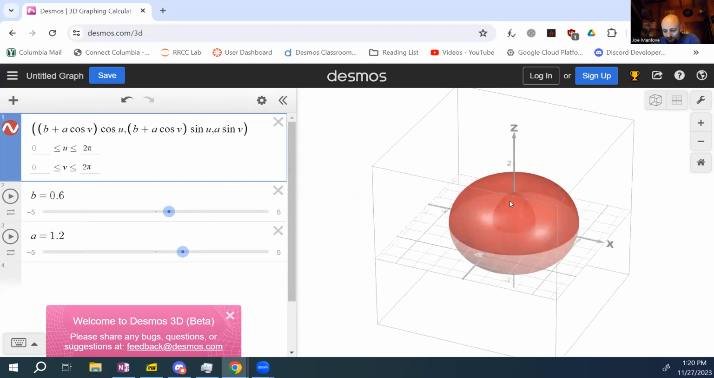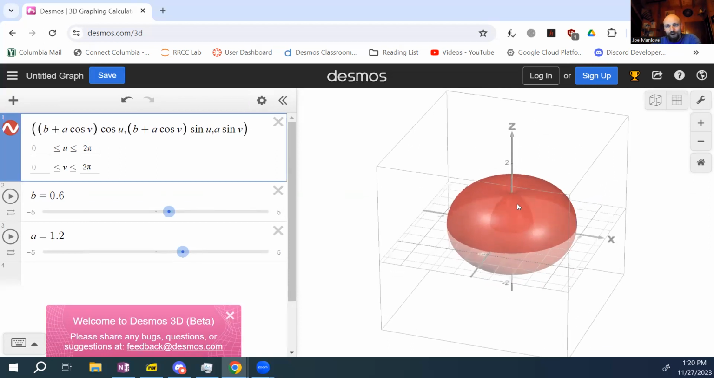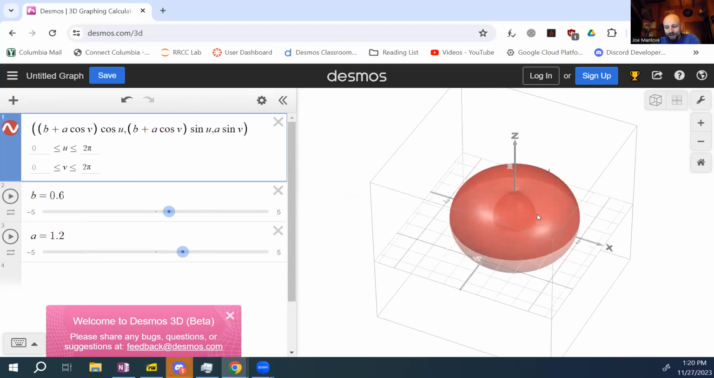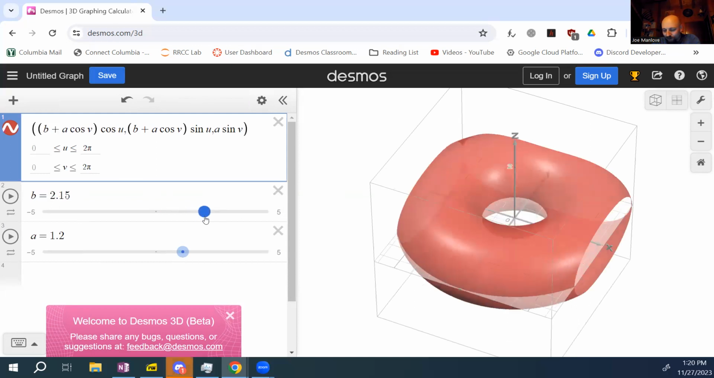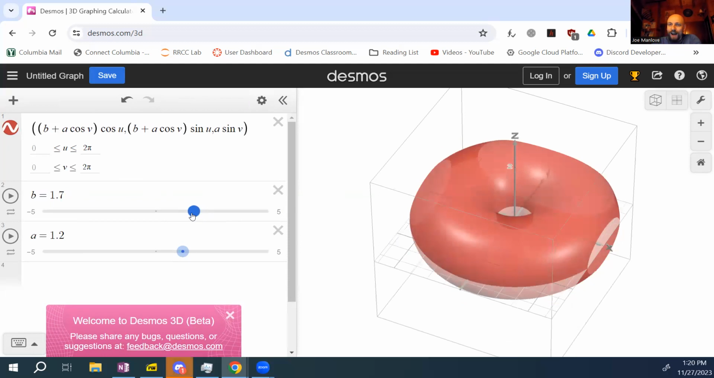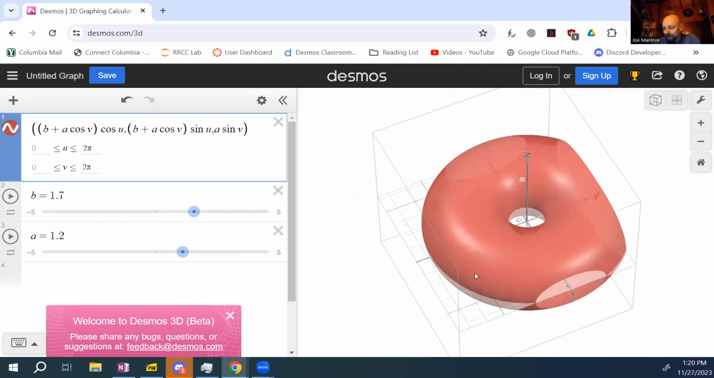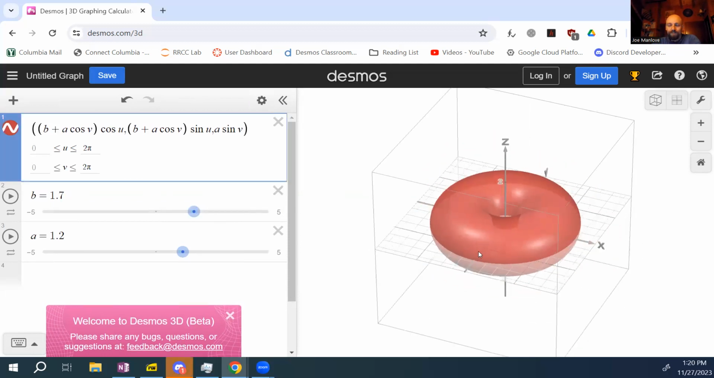So there's some weirdness going on inside there because we're rotating the circle around and it's kind of intersecting with itself. So let's keep our B bigger than A like the problem suggested, and then we can look at a torus. Cool. Hope it was helpful.